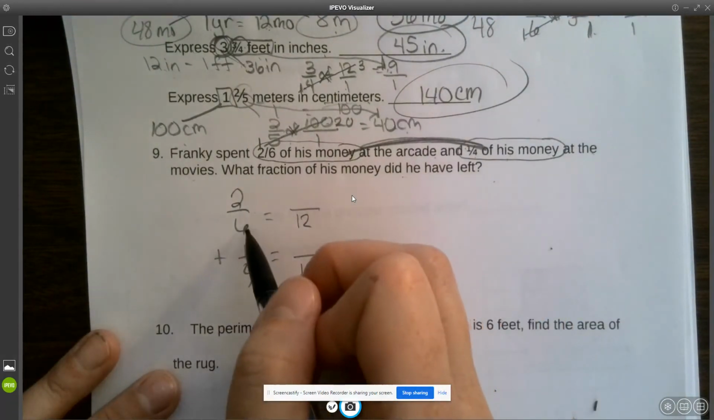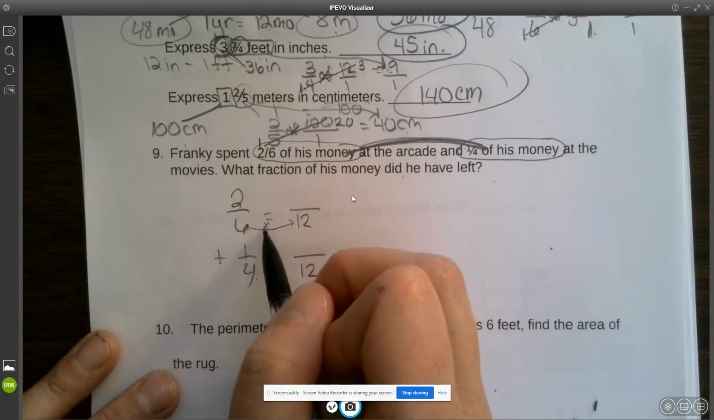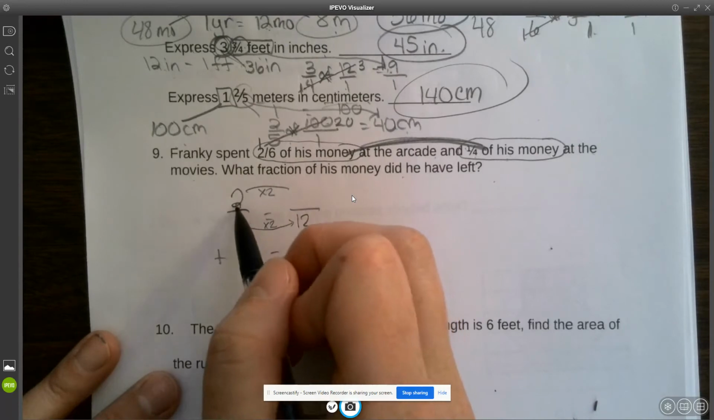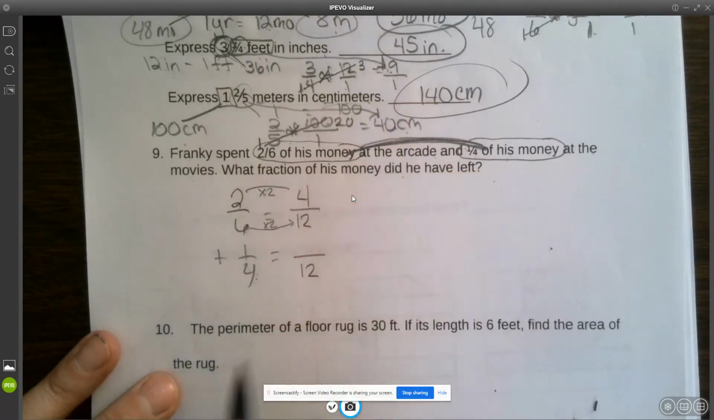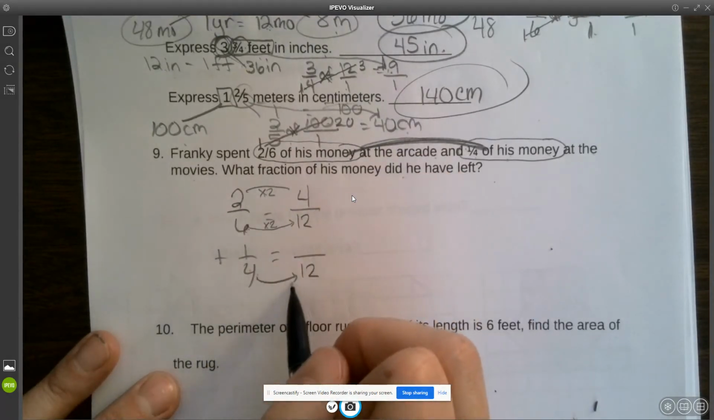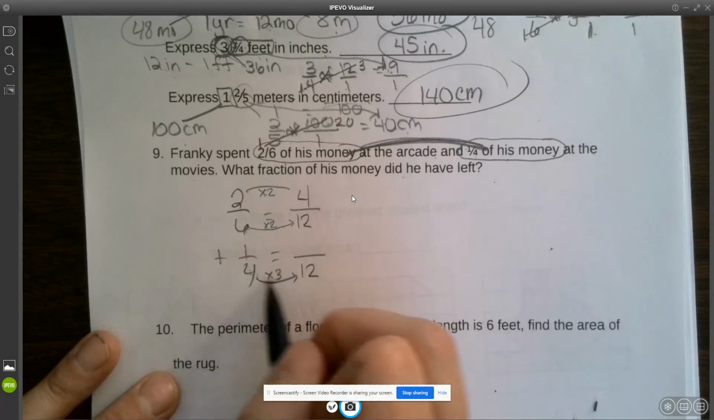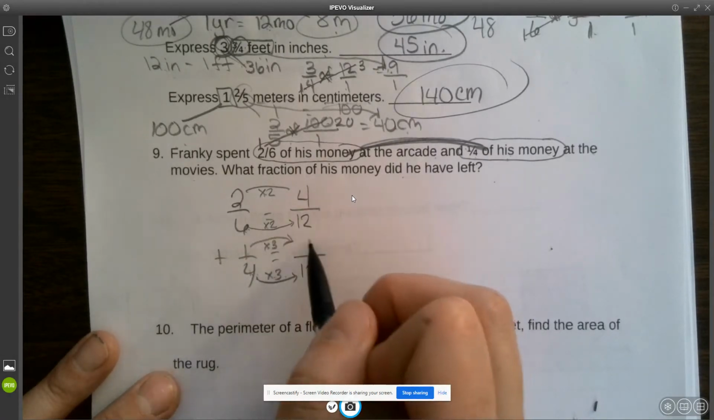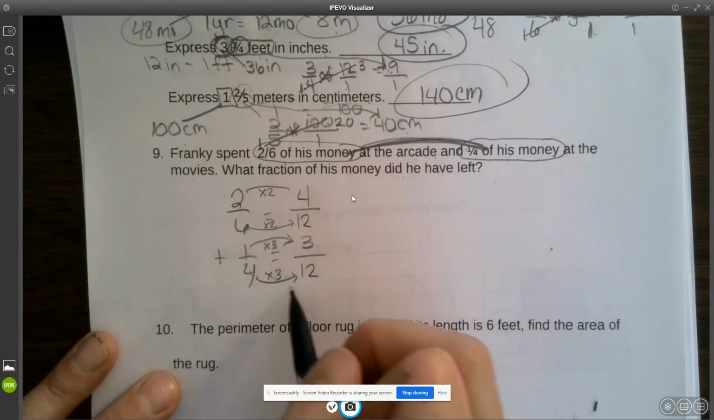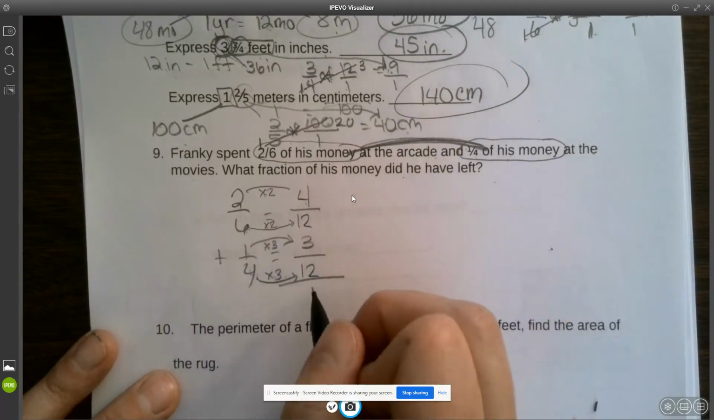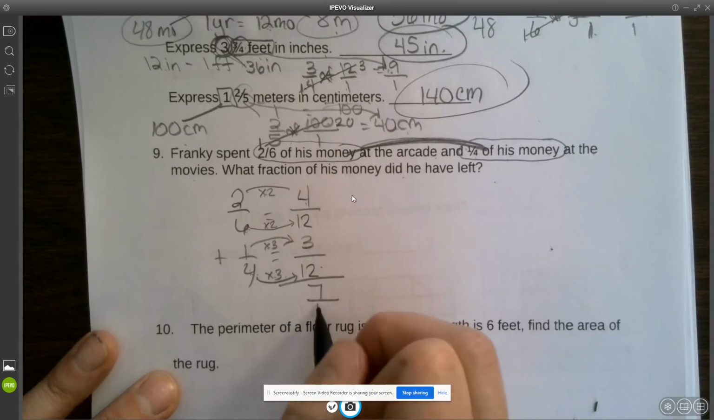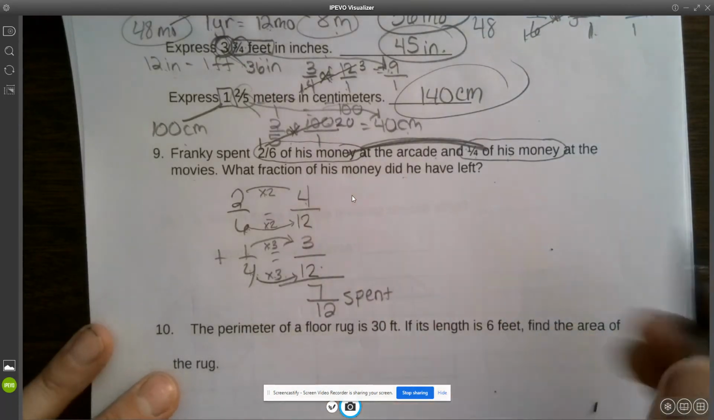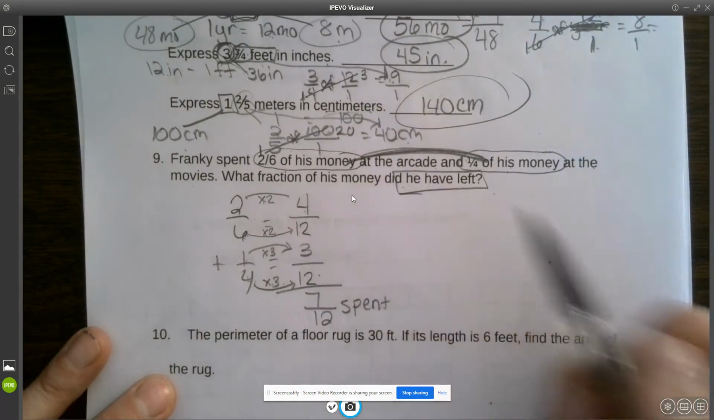Now we're going to ask ourselves, how do we get from 6 to 12? Well, we multiplied by 2. So you're going to do the same thing right here, multiply by 2. So 2 times 2 is 4. How do we get from 4 to 12? We multiplied by 3, so you have to do the same thing here, times 3. So 1 times 3 is 3. Now we can add together. 4 plus 3 is 7, and our denominator stays the same. So he spent 7/12.